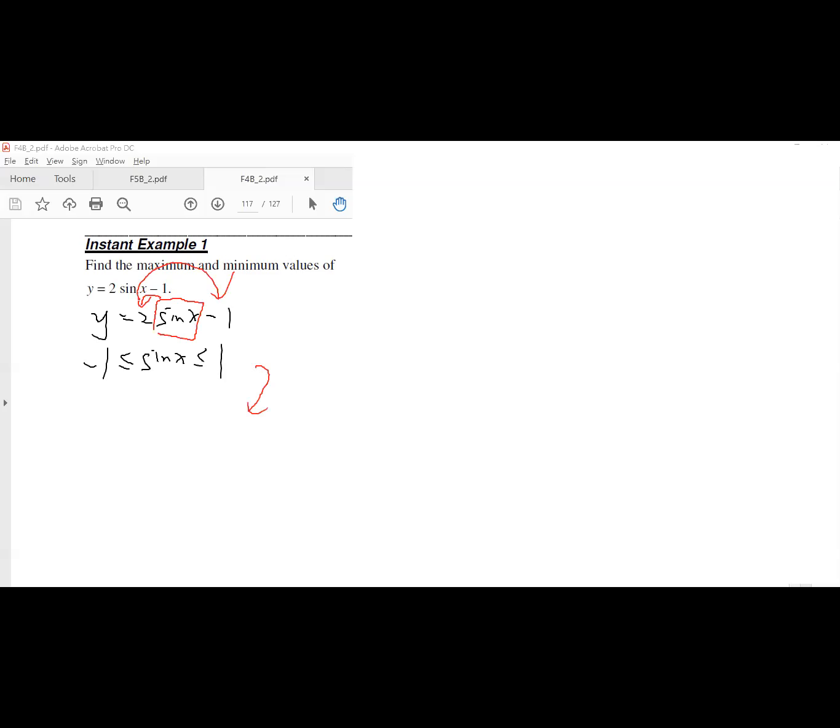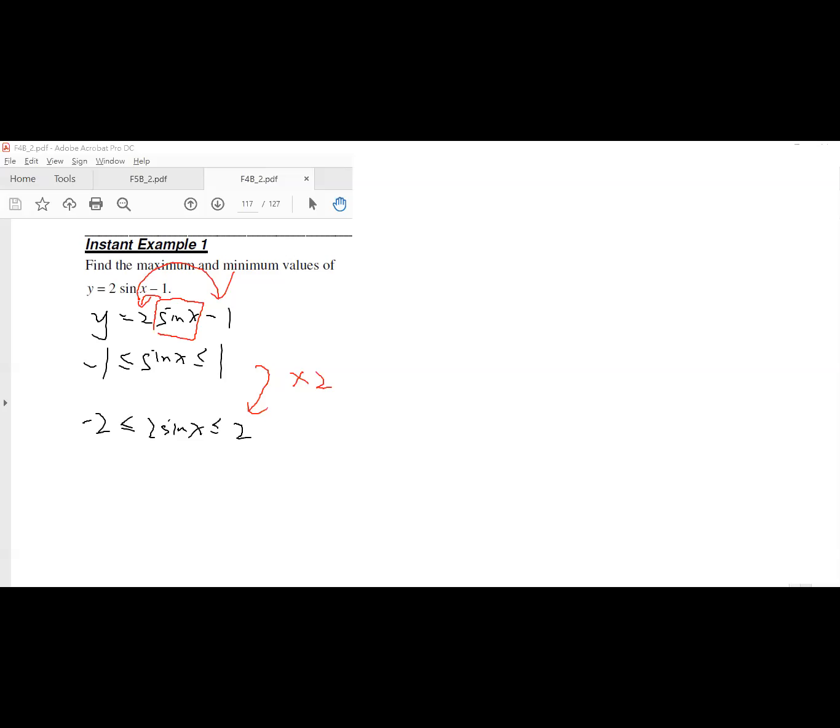first step, so we need to follow this order, this sequence. Okay, we need to multiply the 2 to the sine x first, and then for the second step, we need to subtract 1 from the 2 sine x. Okay, so for the first step, we multiply the 2 to every part in the inequality. So -1 times 2 is -2. And then sine x times 2 is 2 sine x. 1 times 2 is 2. And multiply by 2. 2 is a positive number. So we do not need to change the inequality sign. Just copy the inequality sign.